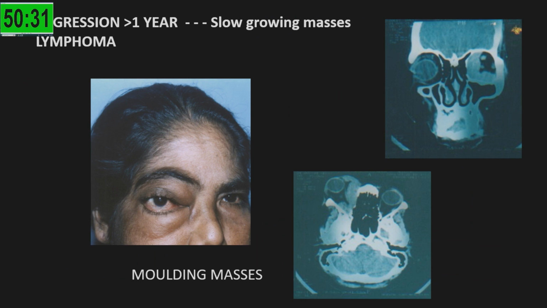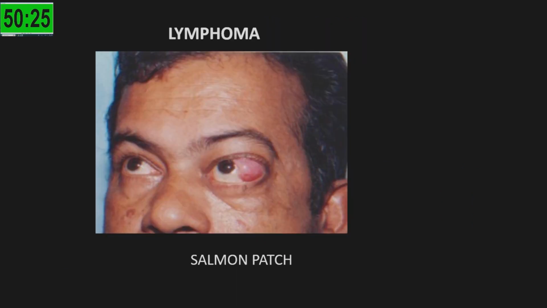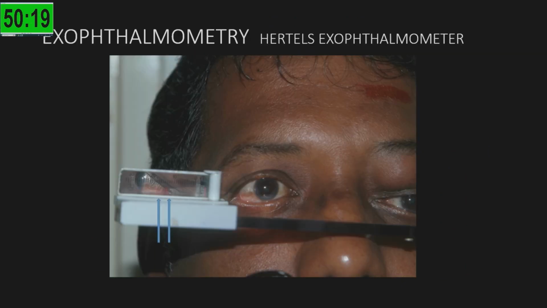Molding masses, molding along the recti, could be lymphoma, and it will be present for more than 1 year. It can present under the subconjunctiva also. It's called a salmon patch.